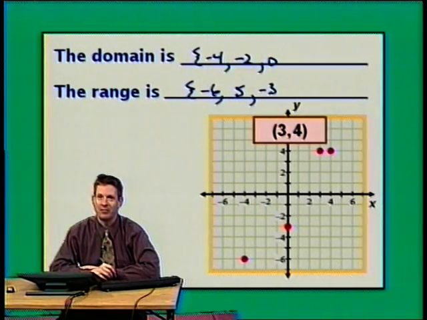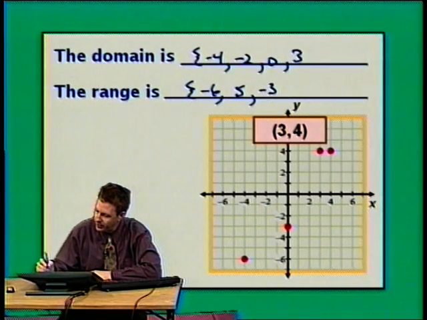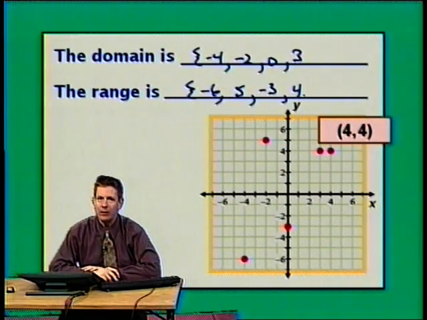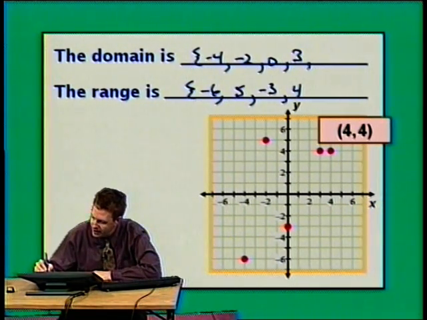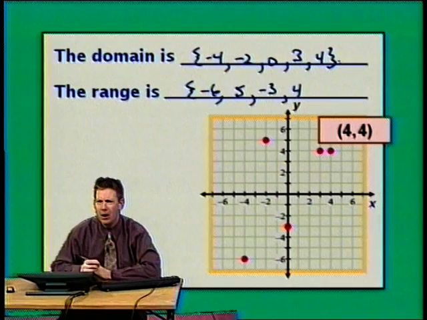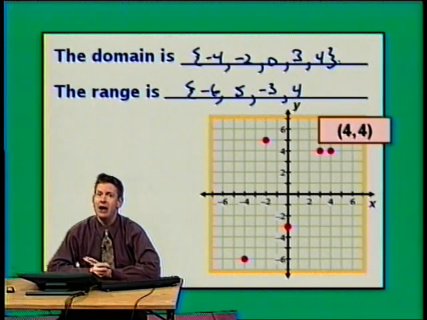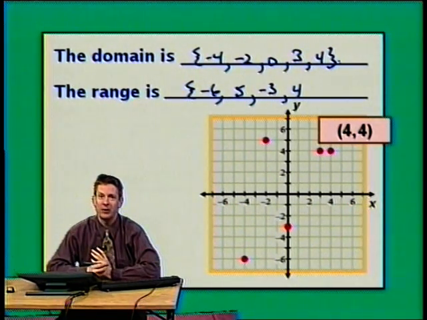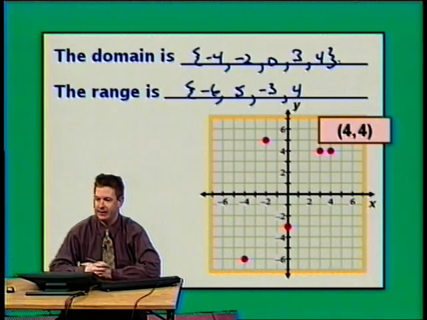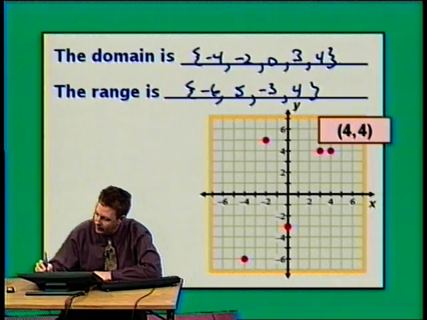We also have the point 3, 4. So 3's in the domain, 4's in the range. And finally, we have the point 4, 4. That first coordinate of 4 needs to be added to our domain. We don't need to add 4 to our range because 4 is already in our range. And once a number's in the set, it's there. It can't be there twice. A number can only be in a set or not be in a set. 4 is in the set.